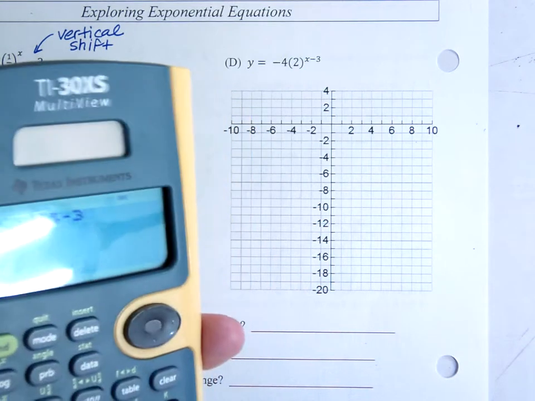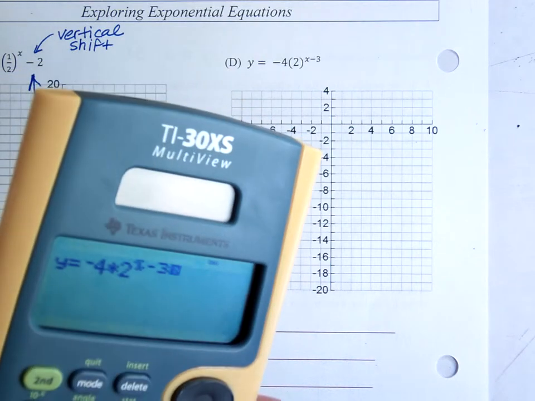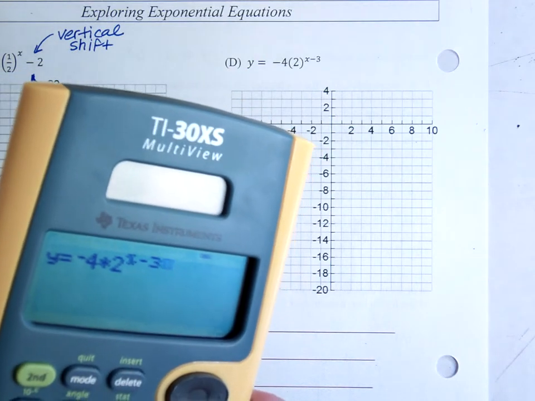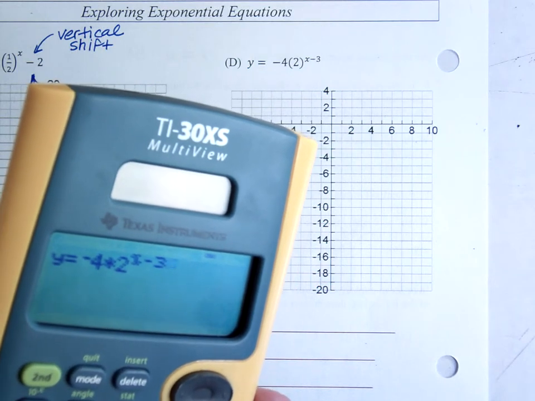If you have a calculator that doesn't work this way, where it actually raises the exponent up higher than the other numbers, you would want to make sure you put x minus 3 in parentheses to show all of that is up in the exponent.